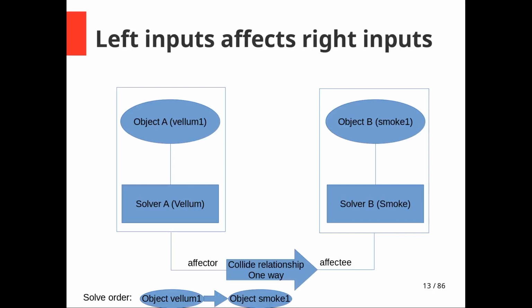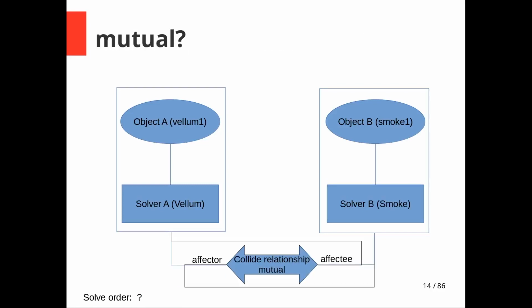node that by default is set to create a left to right collision relationship, meaning object A, vellum in this case, should be a collider for object B, smoke in this case, but B is nothing to object A. Therefore, first object A must be solved, then object B. And it's up to the specific solver to treat the collision part of the collision relationship. So far, easy. But how to deal with mutual relationships? Because this is exactly the kind of interaction we will need between our vellum and smoke objects.